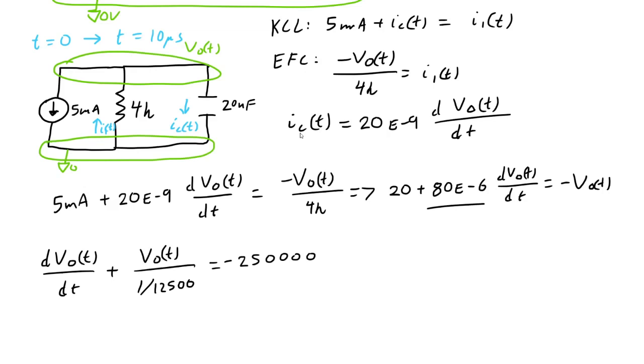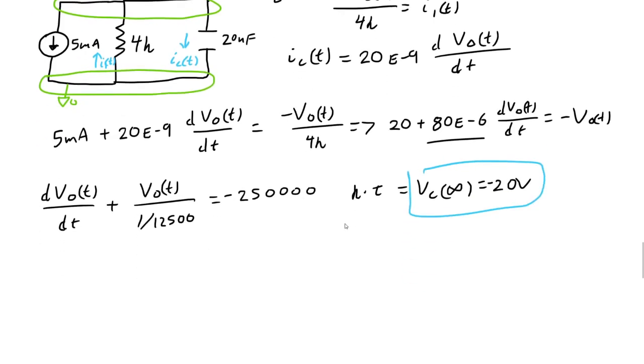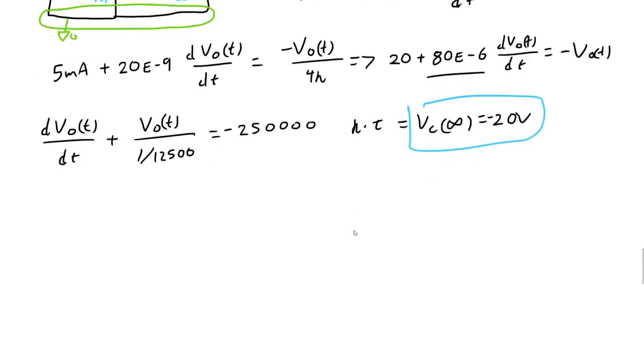Now we already know that if we multiply k times tau, we're going to get the VC infinity, but we already know it's going to be negative 20 volts. And the math will prove it. If you multiply this out, then you're going to get 20.